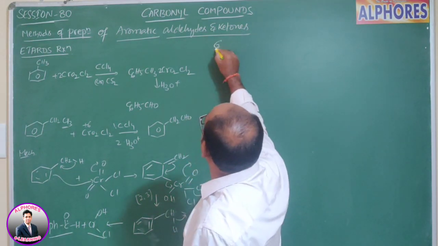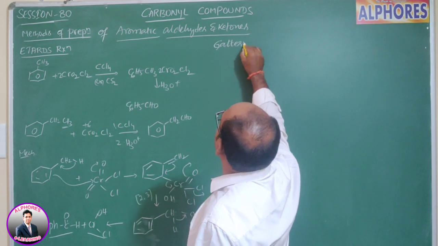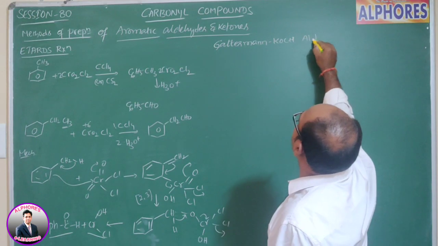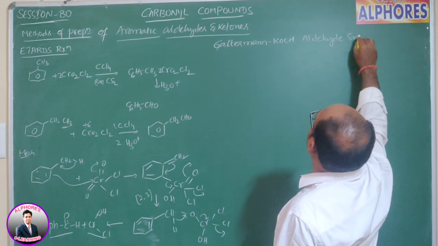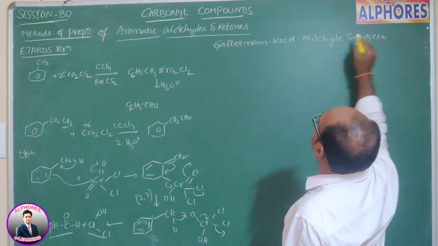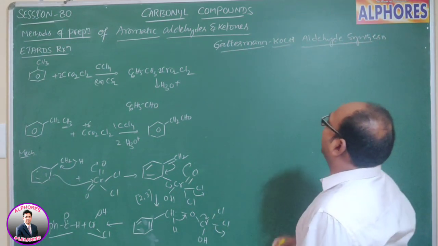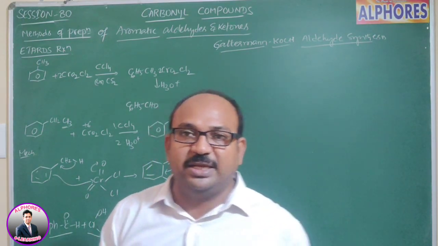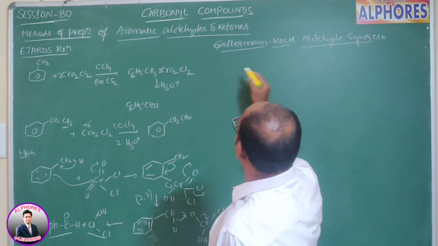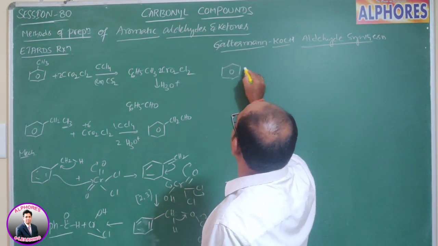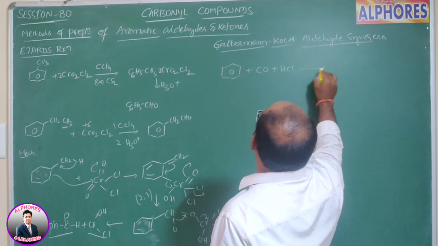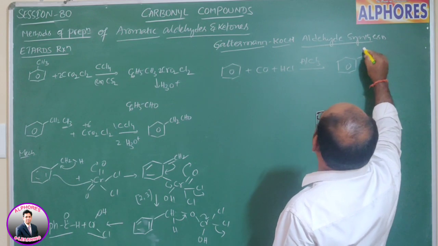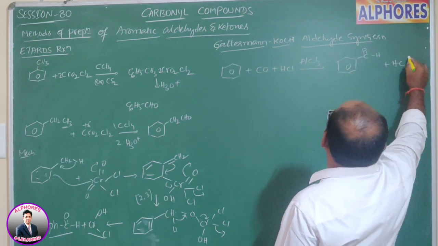And the next one is Gattermann-Koch aldehyde synthesis. In Gattermann-Koch aldehyde synthesis, the reactants are carbon monoxide, HCl, benzene and AlCl3. Benzene upon reaction with CO and HCl in presence of AlCl3 gives benzaldehyde and HCl.